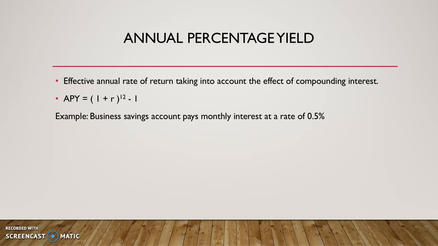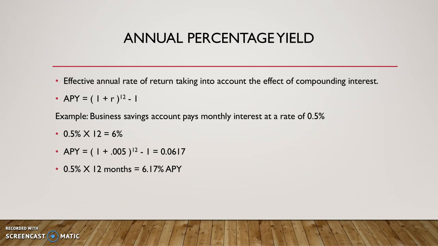Now, it's important for comparing monthly rates versus yearly rates, because at first glance, you would say that 0.5% at 12 months is equal to 6%. However, we have to use the APY formula, and we'll see that 0.5% interest paid monthly for 12 months is equal to 6.17%.